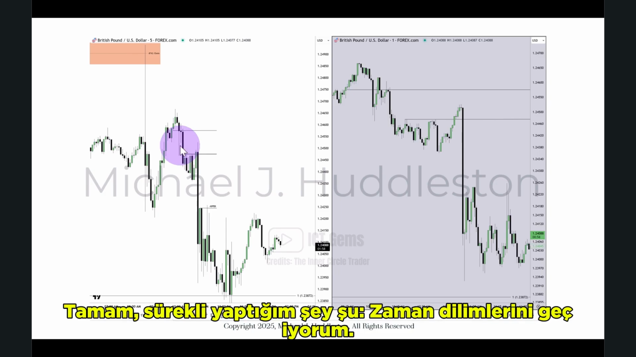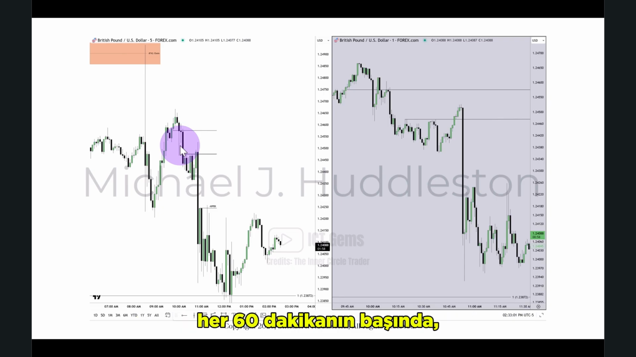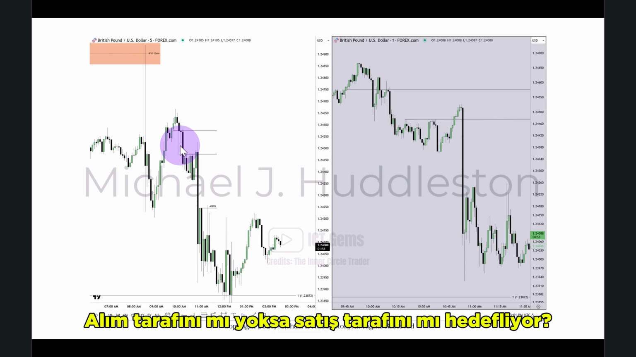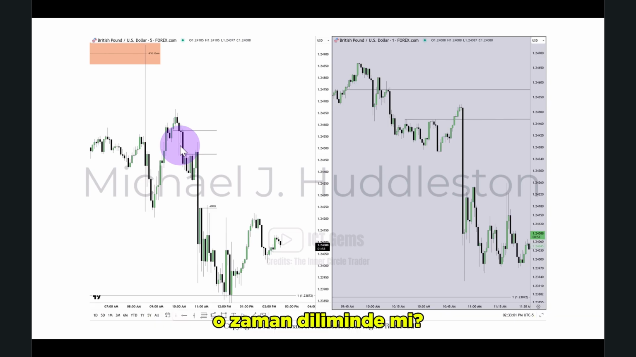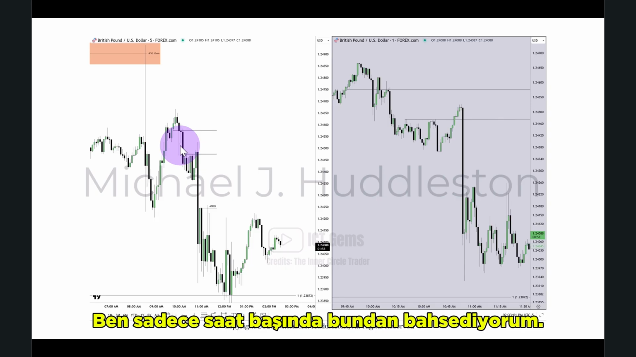Okay, so what I constantly do is I'm going through time frames. Every single time that we close 1 full hour trading, at the top of every 60 minutes, I'm referring back to the hourly chart. I want to get a feel for where we're at. Was there any inefficiencies? Is it respecting any inefficiencies? Is it aiming for buy side or sell side that is on that time frame? I'm not living on the 60-minute chart. I'm just referring to it at the top of the hour every single time we get a new hour start.